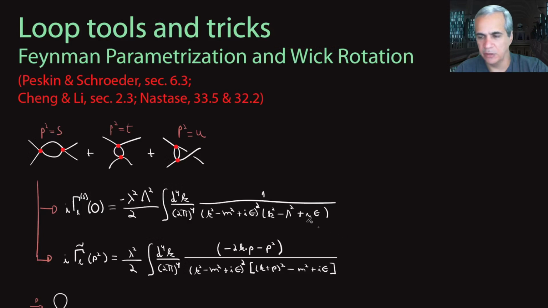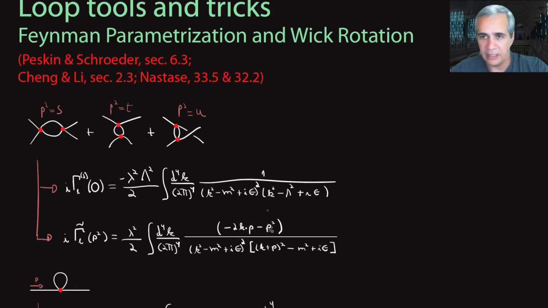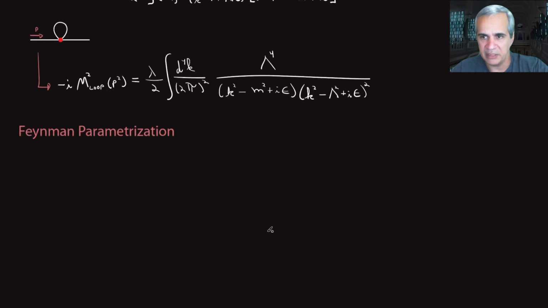The first thing to notice is this structure in the denominators here. You always have this product of polynomials in momentum. You have this momentum squared minus something, in this case a combination of momentum squared minus something, which is typically what you have from a propagator. So the very first trick you want to look at is how to make these denominators easier to integrate, and that's what we call Feynman parametrization.